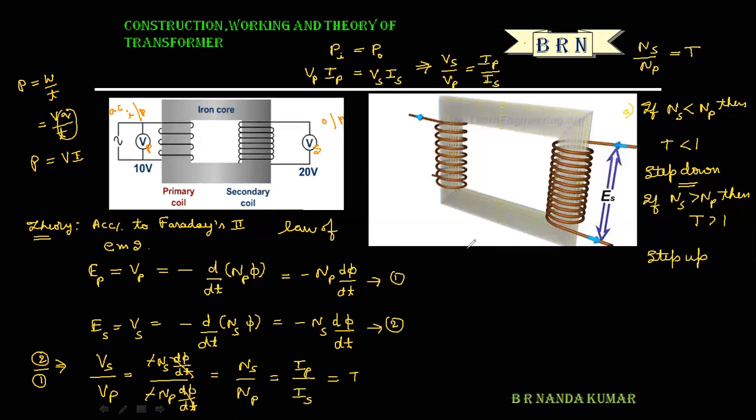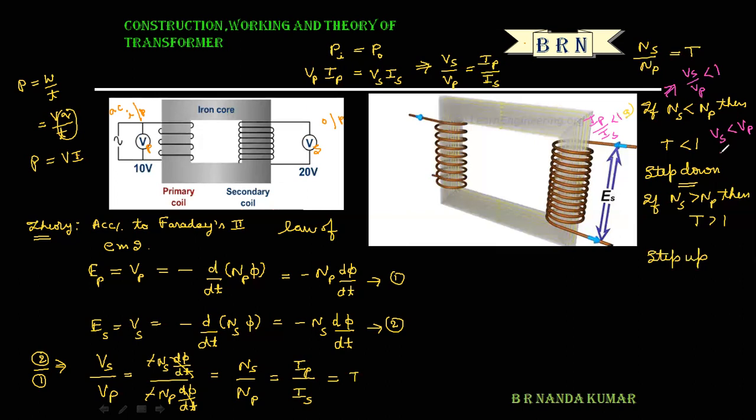Okay, so if Ns is less than Np, the turns ratio is less than 1. So what is the value of Vs by Vp? Vs by Vp is also less than 1, right? If the turns ratio is less than 1, Vs by Vp is less than 1. But Ip by Is is also less than 1. So Vs is less than Vp. In this case, Ip divided by Is is less than 1.